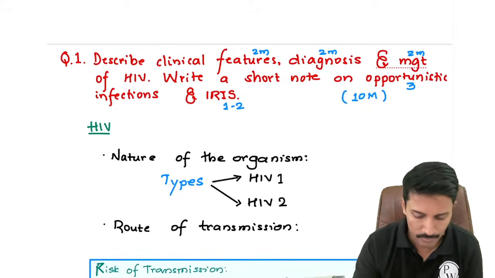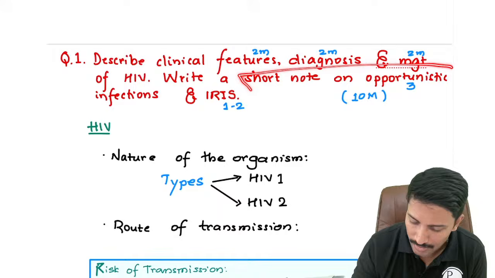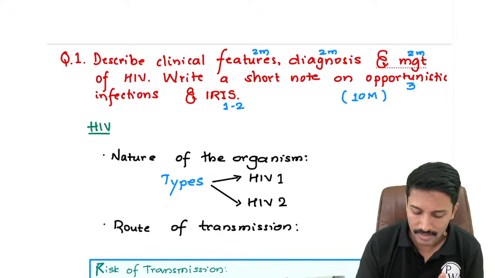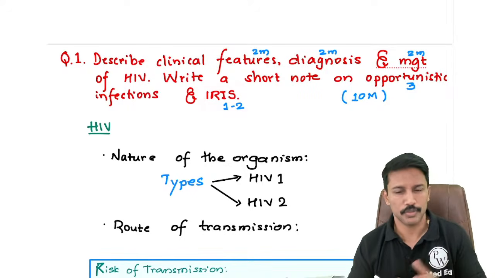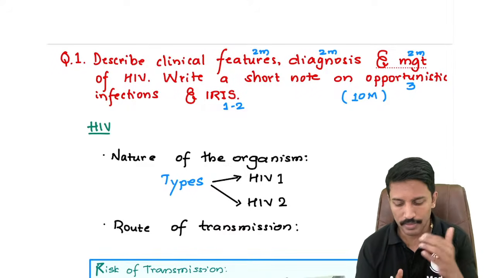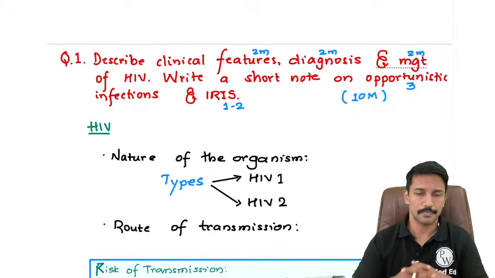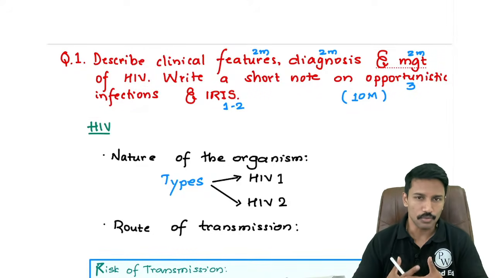Sometimes they can just ask you to write a short note on opportunistic infections for 5 marks or the IRIS for 3 marks if your university has 3-mark questions, right? So we'll try to address this so that even if they split this question, you should be able to answer it. So we'll begin with the introduction to the organism.